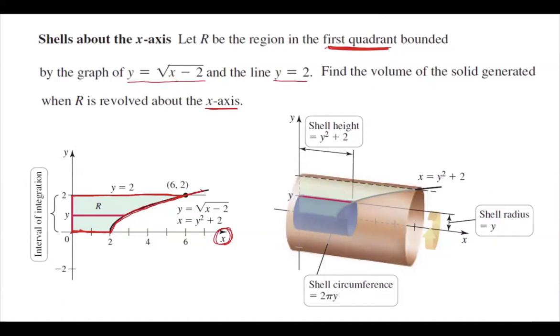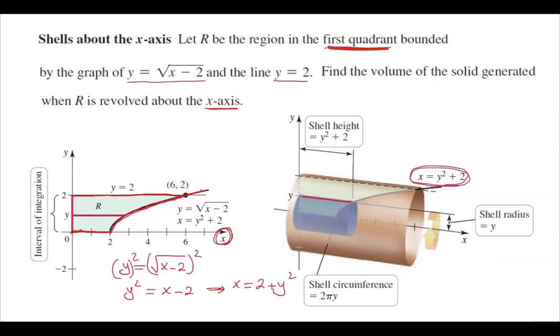Since it is revolved about the x-axis, what is the formula that we're going to use? We need to write everything in terms of y. This curve, y equals the square root of x minus 2. If you raise both sides to the second power, y squared is x minus 2. So x is equal to 2 plus y squared. That's how you end up with this equation on this side. X is y squared plus 2.